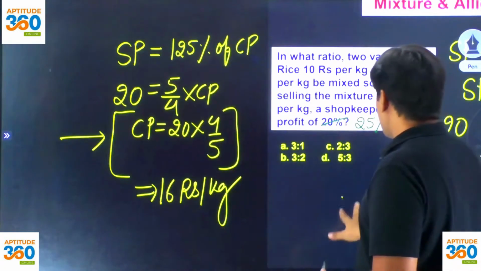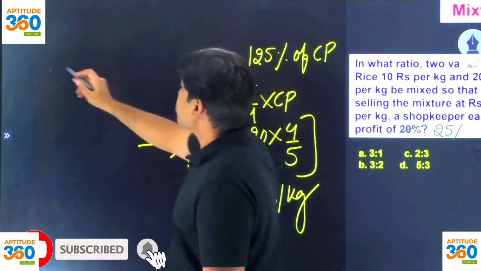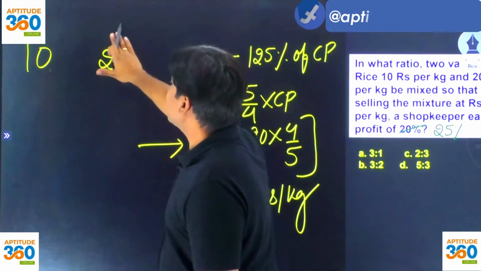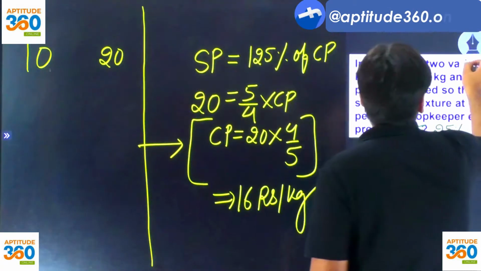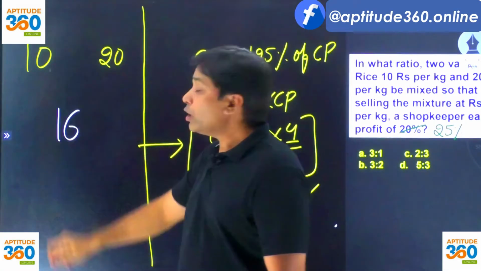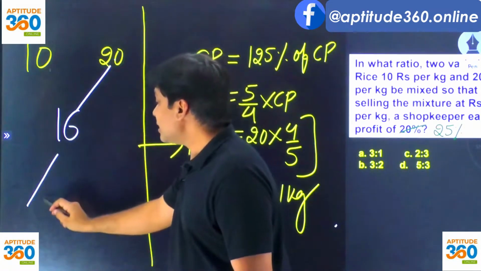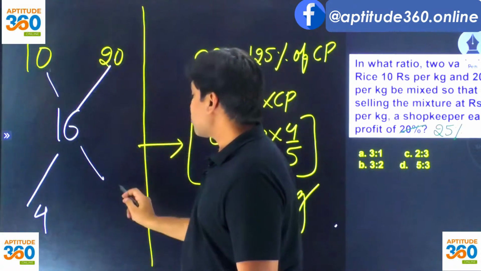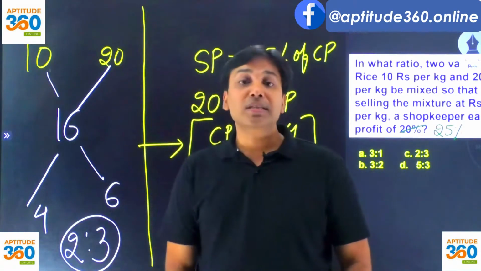Now you know that there are two varieties that are being mixed. The price of one variety is 10 rupees per kilogram, and price of another variety is given to you as 20 rupees per kilogram, and price of the mixture is coming out as 16. So in what ratio we should be mixing them, ये निकालना हमारे लिए हो गया आसान, because 20 minus 16 is 4, and 16 minus 10 is going to be 6. If you simplify them, in what ratio you are going to be mixing them? You're going to be mixing them in 2:3 ratio.